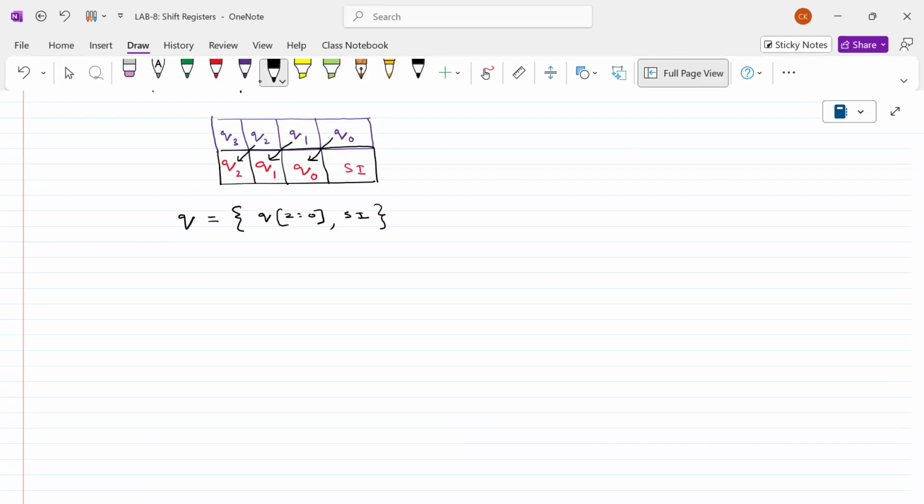What about Q? Look at this one. The first position of the Q, what is there in the first position? First position is serial in data, right? What is the second position? Q of 0. Third position is Q of 1. Fourth position is Q of 2. Therefore, Q of 2 down to 0 can be written. Very simple and straightforward way that we can write.